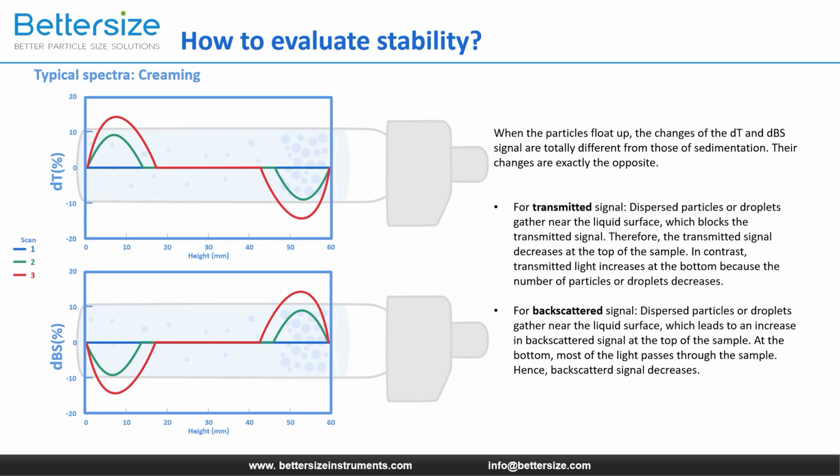The next one is the typical spectrum of creaming. The trends of the signals are exactly the opposite of those of sedimentation because particles or emulsion droplets scatter at the top instead of the bottom. Therefore, the backscatter signal increases at the top and decreases at the bottom.